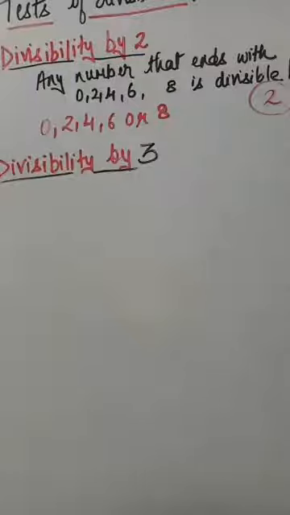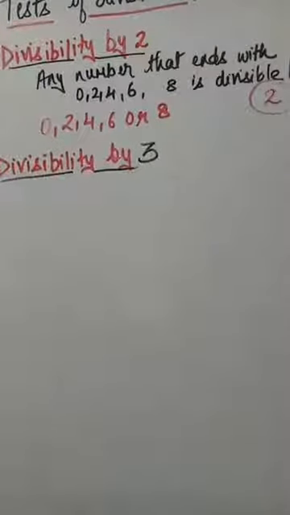Now we are going to see divisibility by 3. Now we are going to see what the rule is. In that also we are going to consider the multiples of 3. We are going to find if the sum of the digits of the number is divisible by 3, then the number is also divisible by 3.